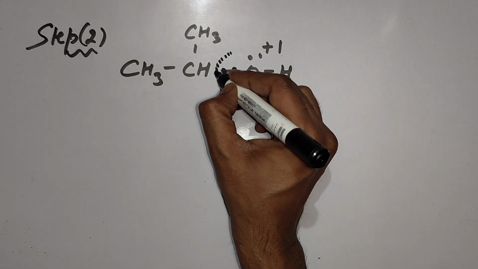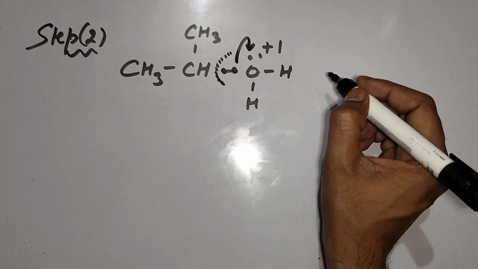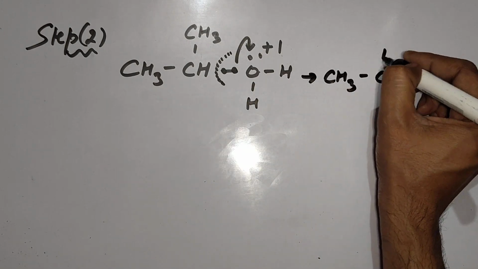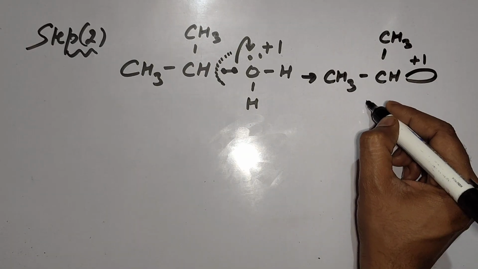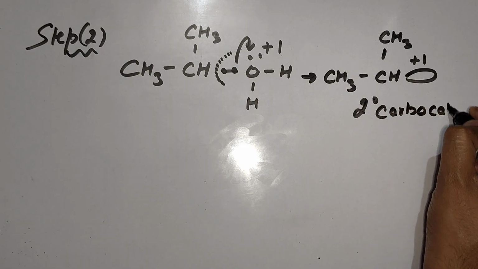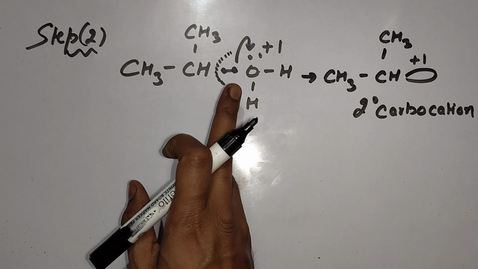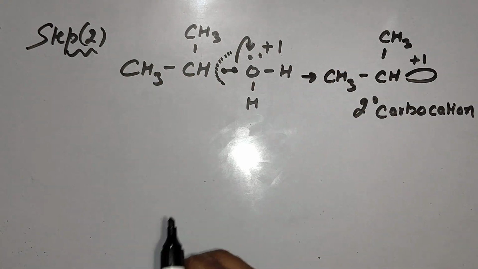This oxygen will break bond directly from carbon and there will be the generation of carbocation. This is the second reason. Because 2 degree carbocation will generate and we know 2 degree carbocations are very stable as compared to 1 degree carbocations. So that's why 2 degree alcohol is preferring this way to complete the reaction.